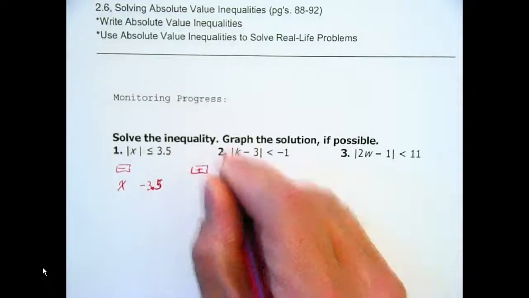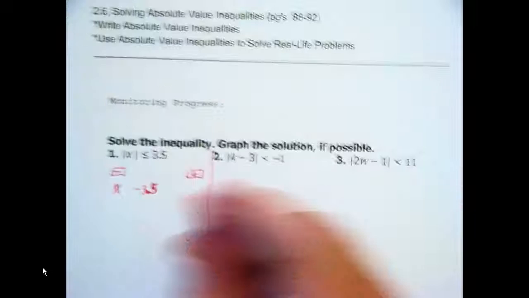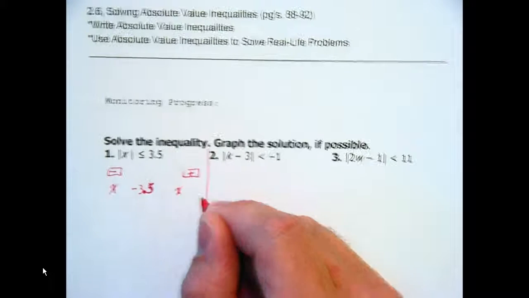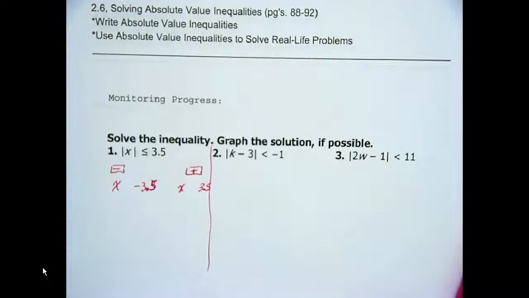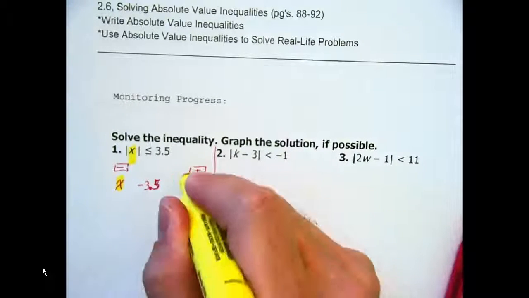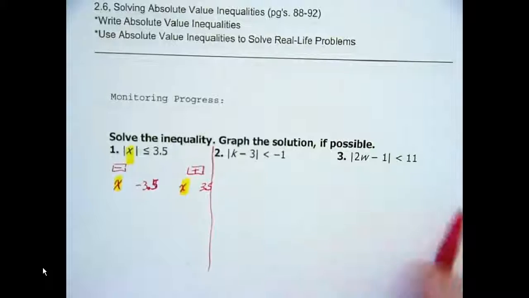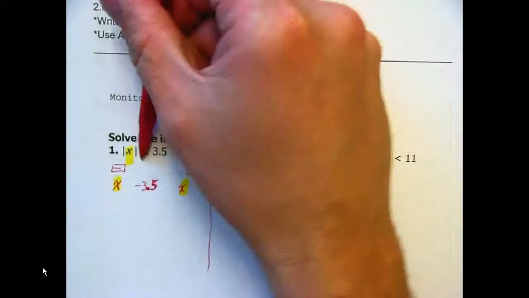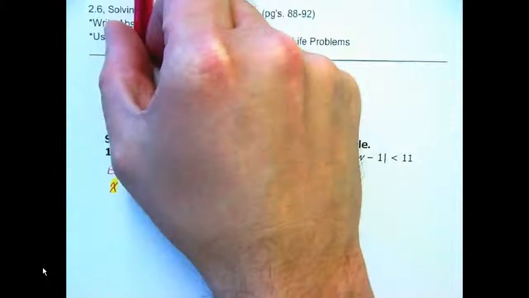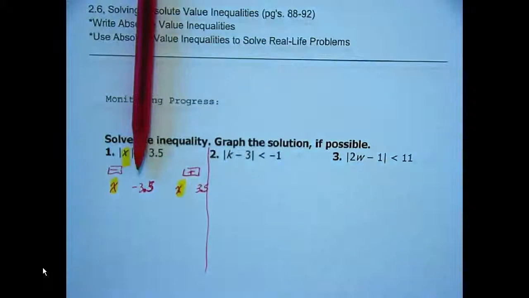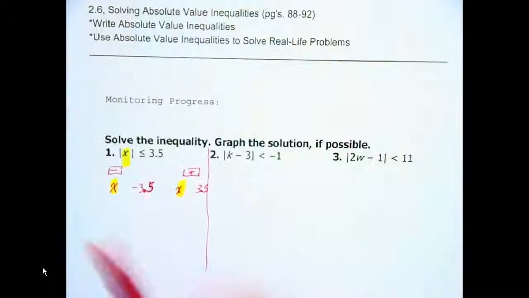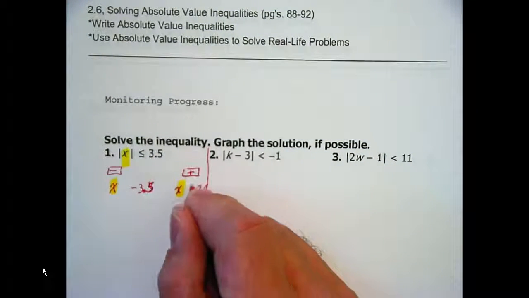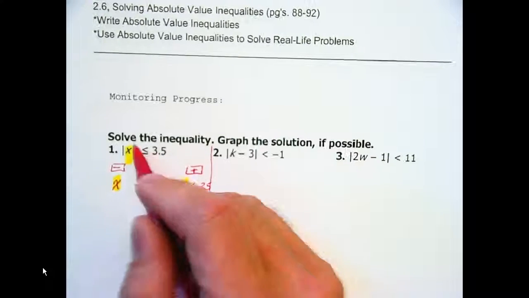Positive case. We take what's in here, x, and we make it positive 3.5. Please note that these pieces right here did not change. They're all the same. What was in the absolute value, we know the number. If I just ignore the symbol for a minute, pretend it's like a plus symbol or an equal symbol, there are two numbers 3.5 units from zero on a number line: negative 3.5 and positive 3.5. So when I'm doing a positive case, I'm just going to bring that down. It's almost identical to what this looks like, just without the absolute values.